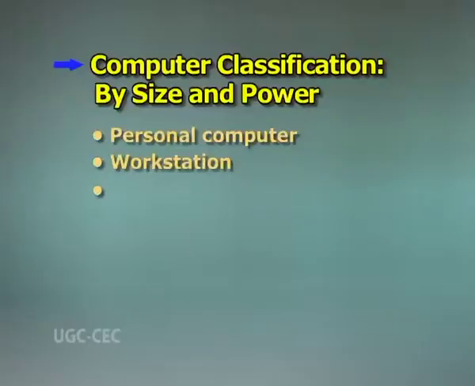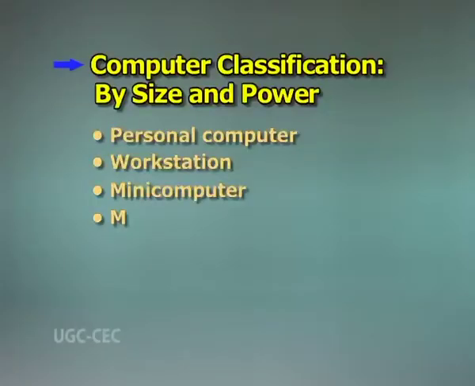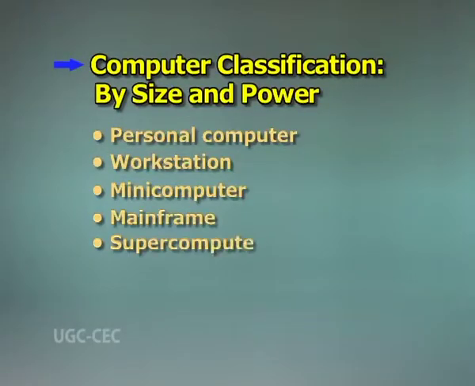Second is the workstation, a powerful single-user computer. It has a more powerful microprocessor and a higher quality monitor. Third is minicomputers. Minicomputers are multi-user computers capable of supporting from 10 to 100 users simultaneously. Fourth is the mainframe, a powerful multi-user computer capable of supporting many hundreds or thousands of users simultaneously. Fifth, the supercomputer, an extremely fast computer that can perform hundreds of millions of instructions per second.